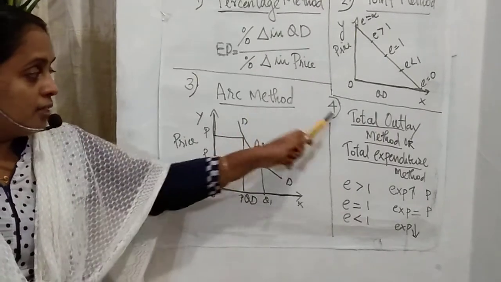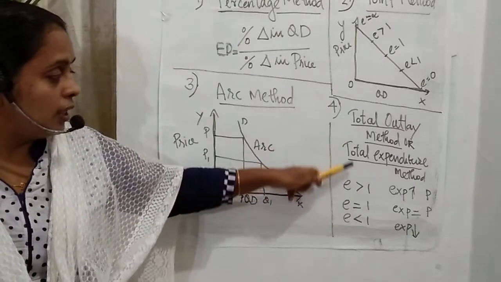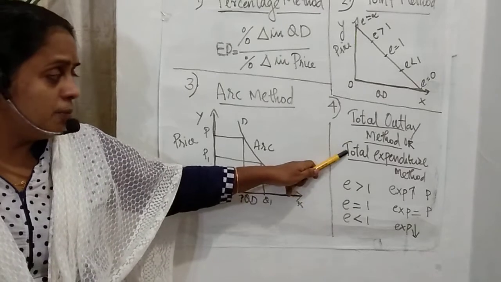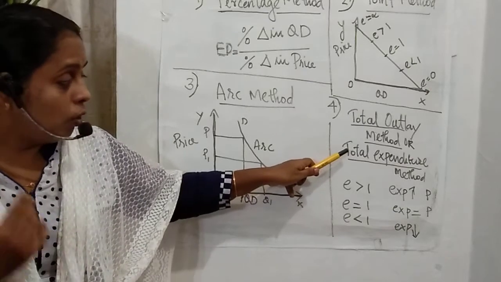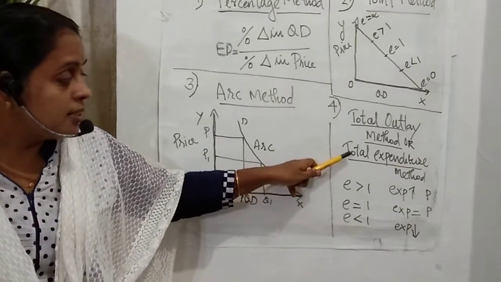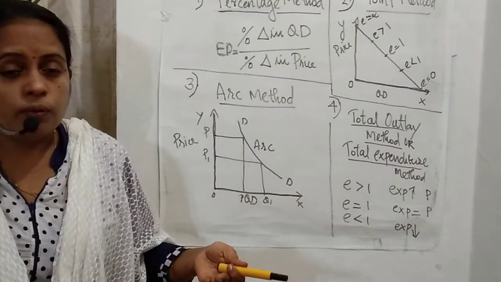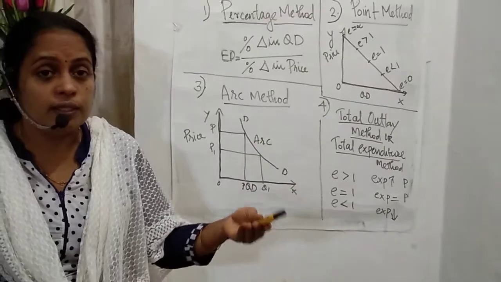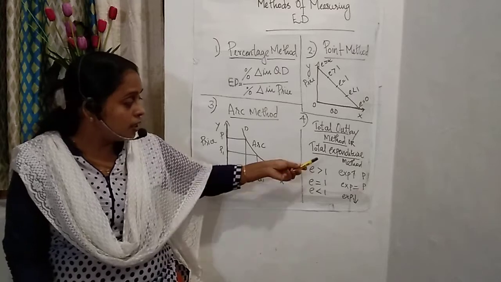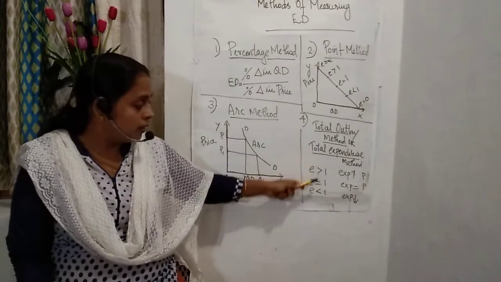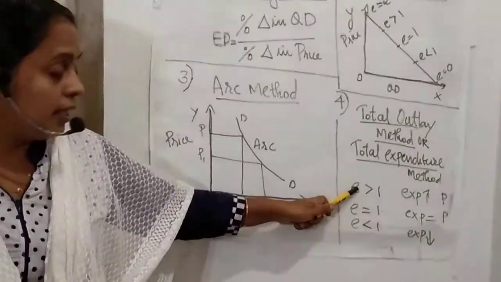Okay. Then the last one is total outlay method or total expenditure method. What is the total expenditure method? In this method, elasticity is measured by using a general increase or decrease in total expenditure. That is, when there is a change in price, how the total expenditure changes, whether it increases, decreases or stays constant. The method that measures like this is the total expenditure method. According to this method there are only 3 types of elasticity, E greater than 1.